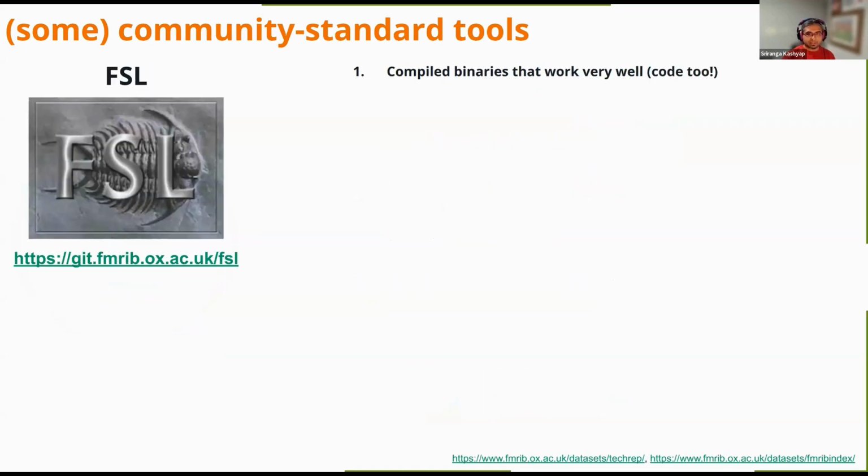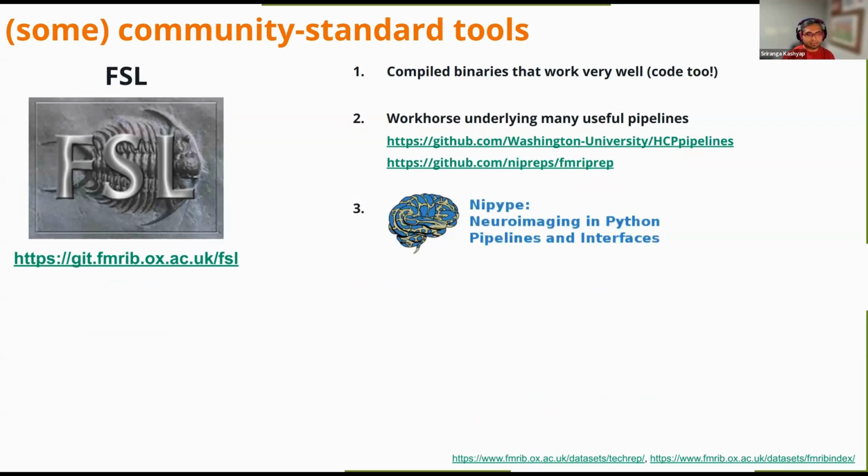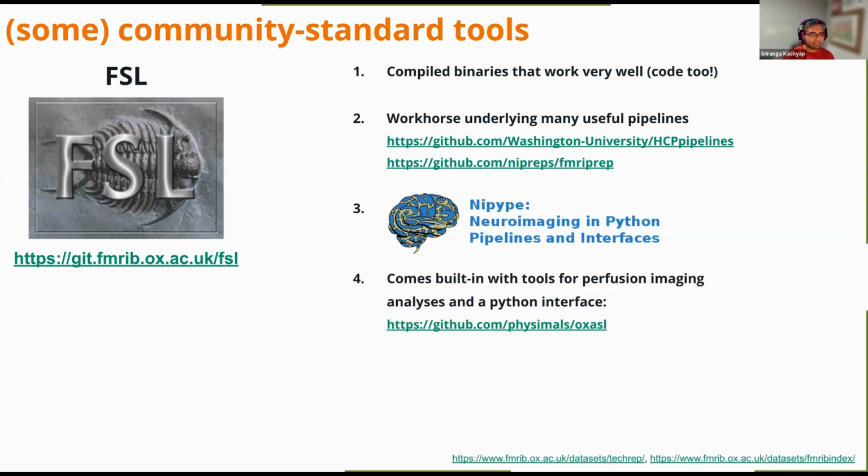FSL, again, another famous tool. Tui just gave an example of BET, which is widely used. It consists of compiled binaries. So you just download it and you're off to the races. It works very well. The code is available on GitHub as well. So if you want to go look into it, see what it does, it's documented. It's a workhorse that is the basis for many useful pipelines like fMRIPrep and HCP. Again, available as a part of Nipype that you can use to combine with maybe some parts of SPM.